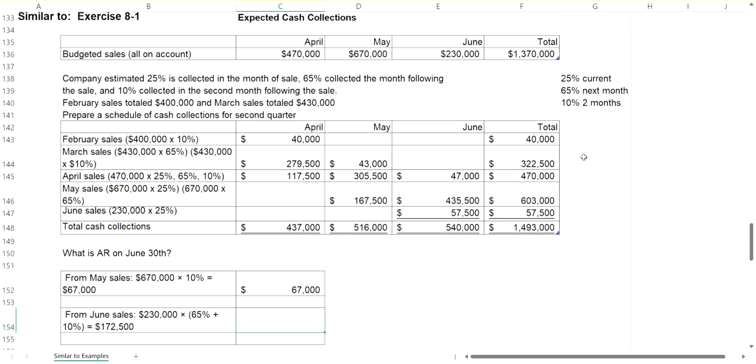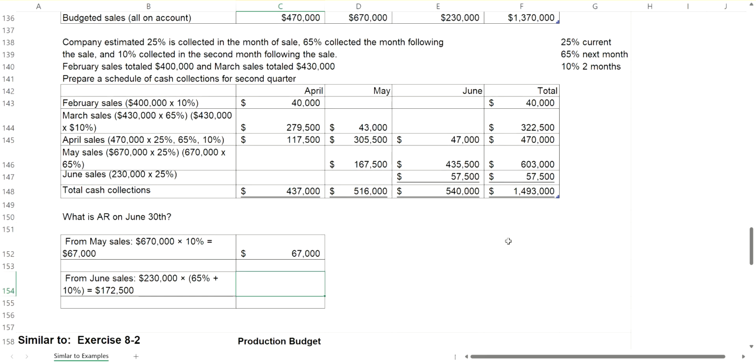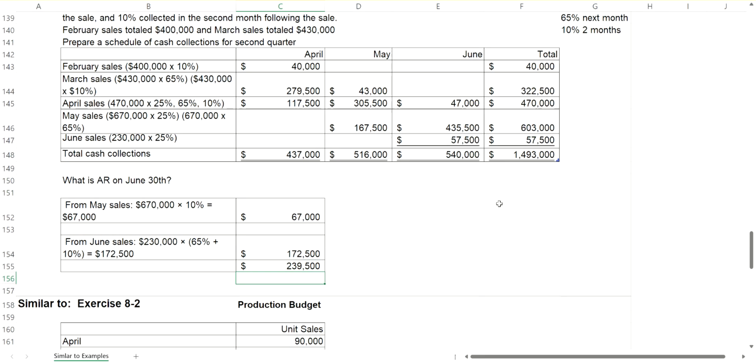Okay. For June sales, you would go back 1 month. So June sales are 230, 65% of it. So therefore 230 times 65% gives you 172,500. So therefore your balance in accounts receivable on June 30th to still be paid is 239,500.